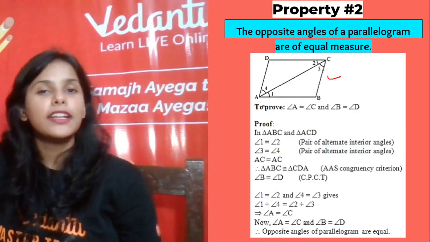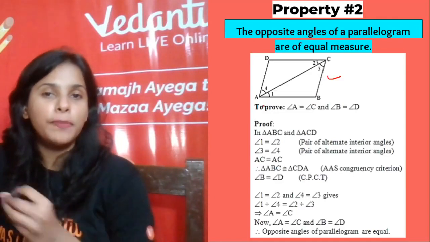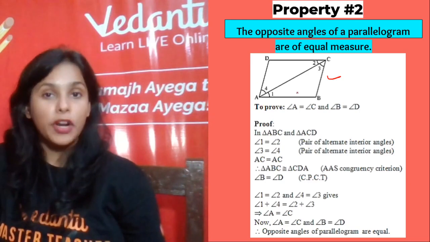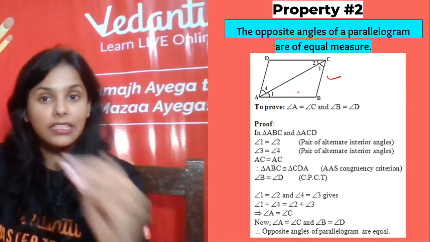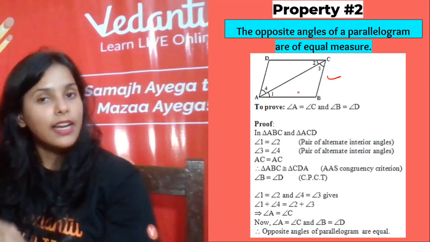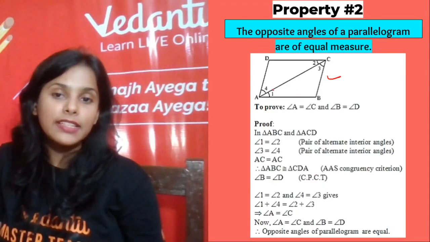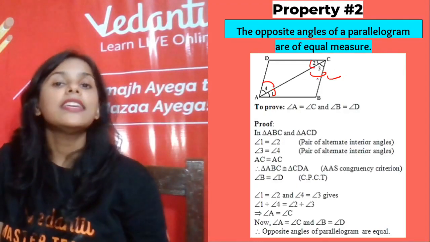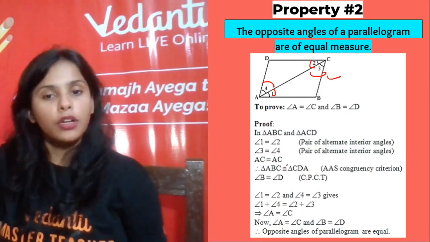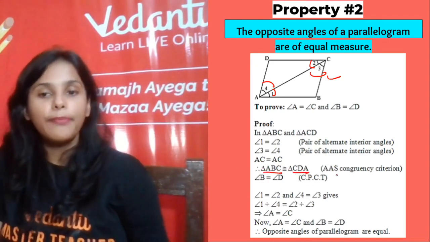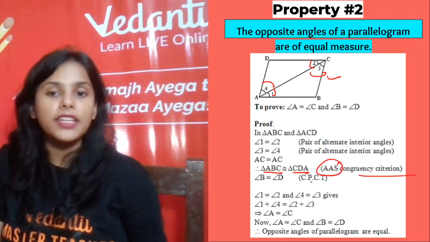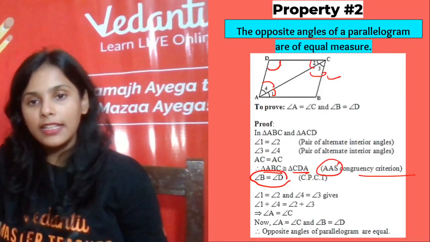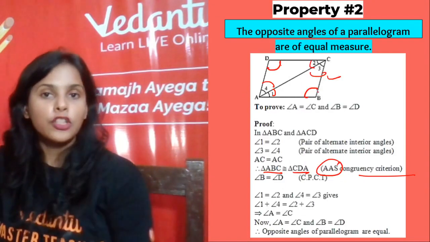How are we going to prove that opposite angles of the parallelogram are equal in measure? We are again going to make a quadrilateral, a parallelogram ABCD. Now join AC again. You know angle 1 is equal to angle 2 and angle 4 is equal to angle 3, and AC is the common side. So triangle ABC is congruent to triangle CDA by the AAS congruency criteria, and we can say that angle B is equal to angle D. This angle is equal to this angle because of CPCT.